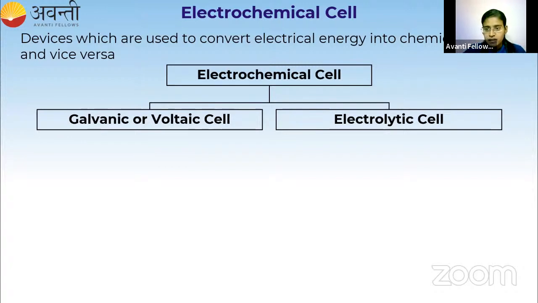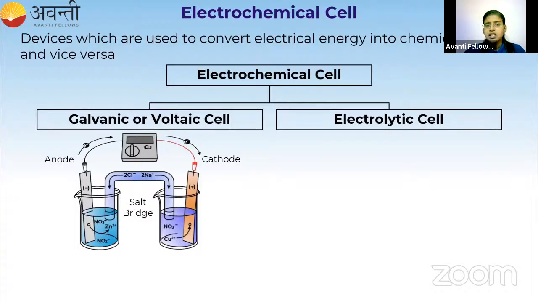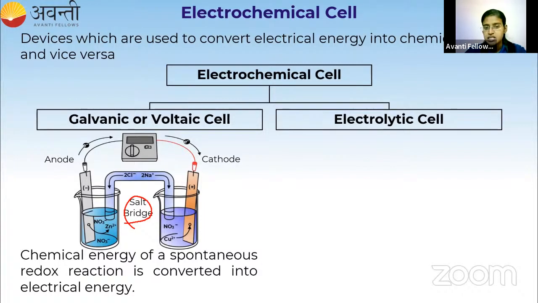I'll give you a picture of a galvanic cell first. You can see an example here in which we have two beakers with two electrodes dipped into them, one anode and one cathode, and a salt bridge connected between the two beakers. Electrons are moving. Here, the chemical energy of a spontaneous redox reaction is converted into electrical energy. What does spontaneous mean? Spontaneous means continuous.